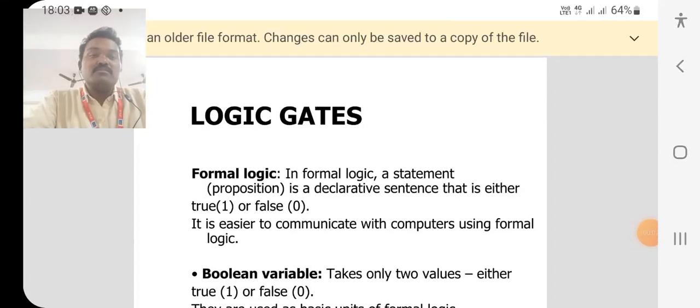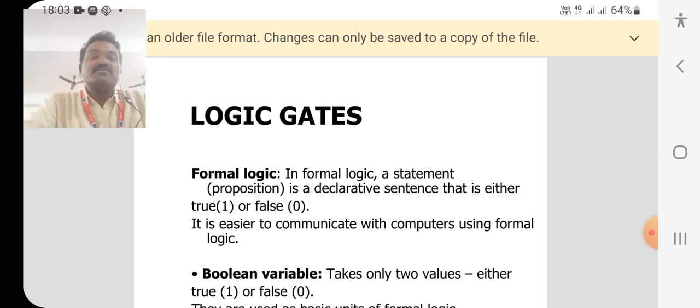Good evening to all. Today I am going to discuss Boolean laws. This topic is covered under digital logic circuits in the first unit. Before going to this topic, we will discuss the logic gates.